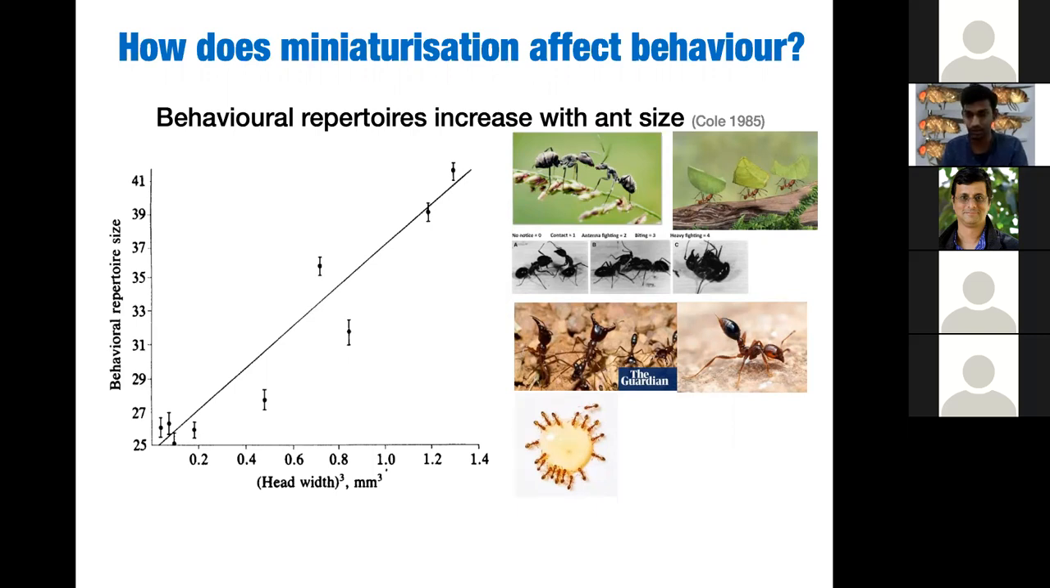This seems like a really dubious measure, though. I mean, how do you quantify behavioral repertoire? Exactly. Basically, he just counts the types of behaviors that they show. So it's like an ethogram.